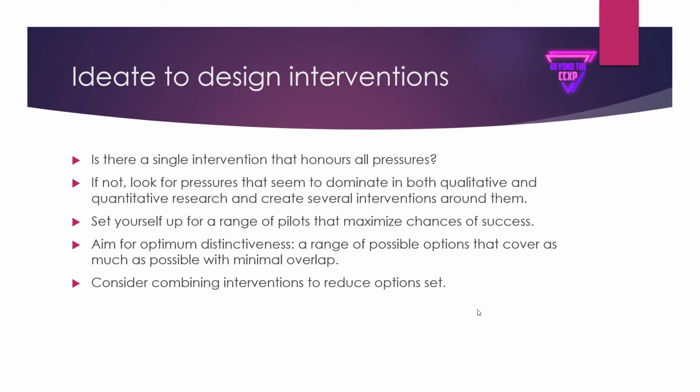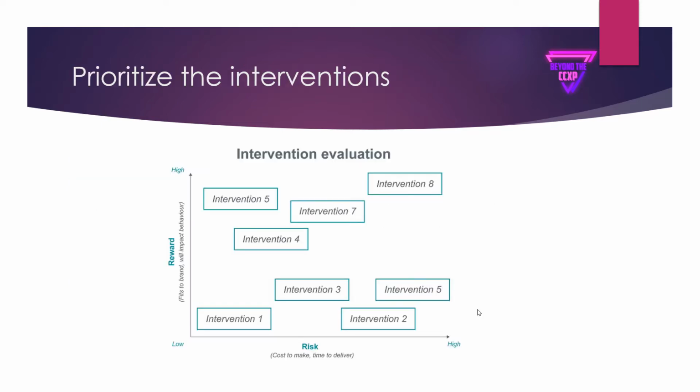Really, the beginning is about volume, just coming up with as many ideas as possible, very divergent kind of thinking. And then you want to go into convergent thinking and narrow them down so you have your final option set. The next thing you want to do is prioritize the interventions from your shortlist.